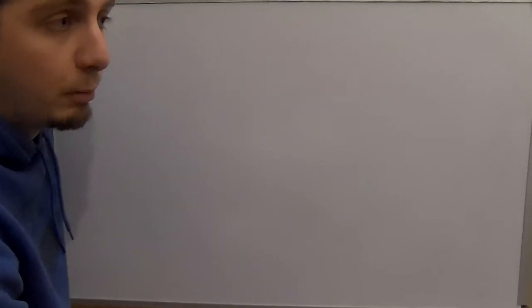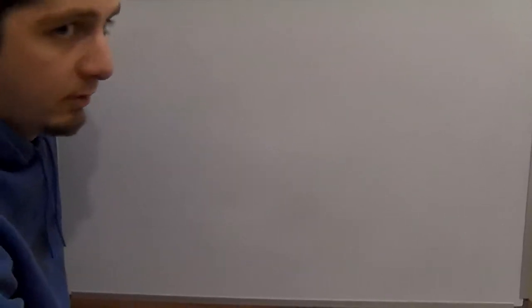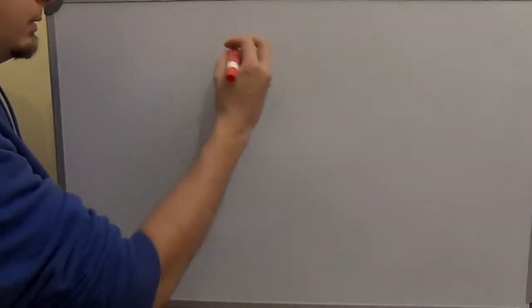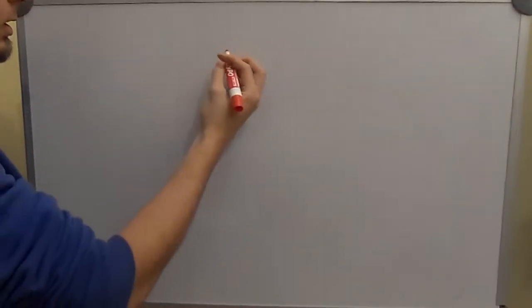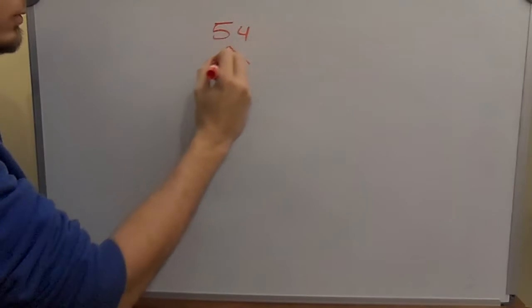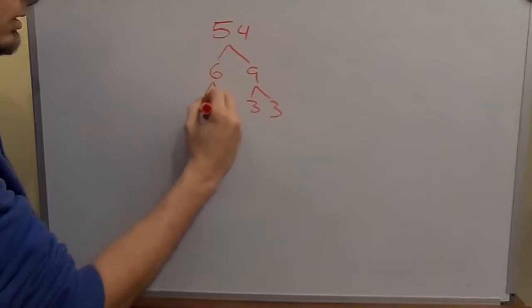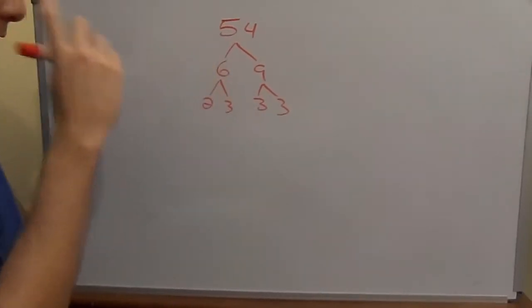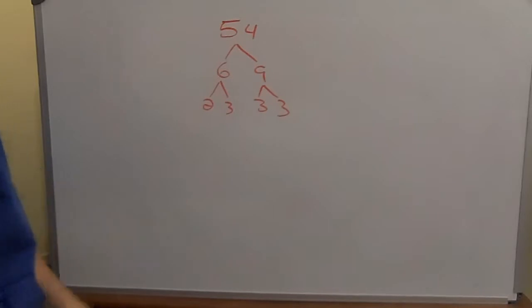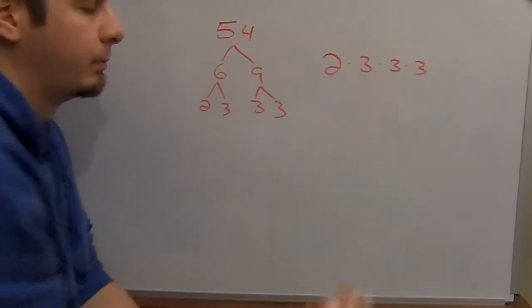So what we're going to do first, though, is take a look at what is the significance of the prime factorization of a number. What does it do for us? And then we're going to talk about how that helps us find GCF. So for example, if I take the prime factorization of 54, we can do 6 times 9, 3 times 3, and 2 times 3. So what we have here for a prime factorization is 2 times 3 times 3 times 3.